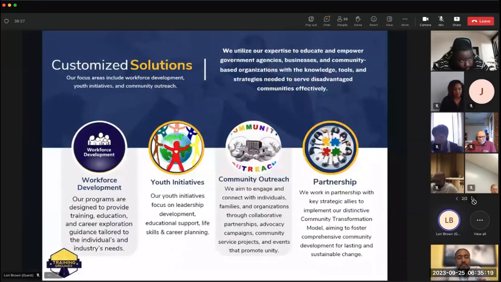So our youth development programs really focus on building leaders, on establishing additional educational supports, honing in on life skills, and an area that we're all super passionate about is career exploration and planning, planting seeds of vision and opportunity and possibilities while they're young so that they can continue to embark on a path where they make good decisions that set them up to be successful as they enter into their adulthood.